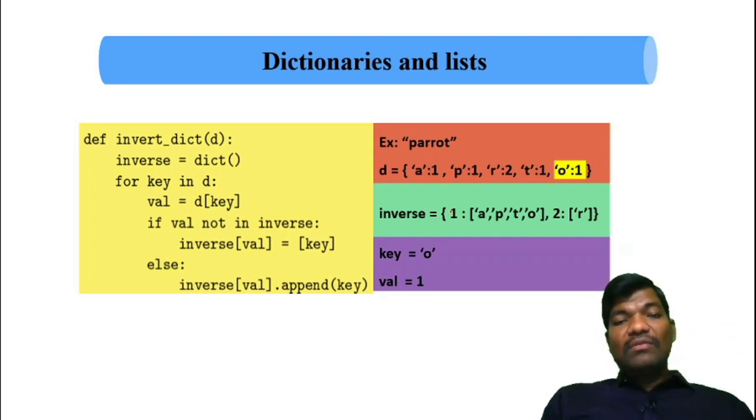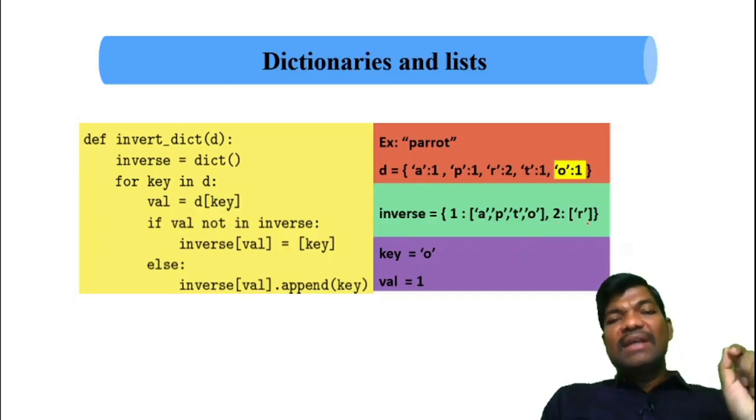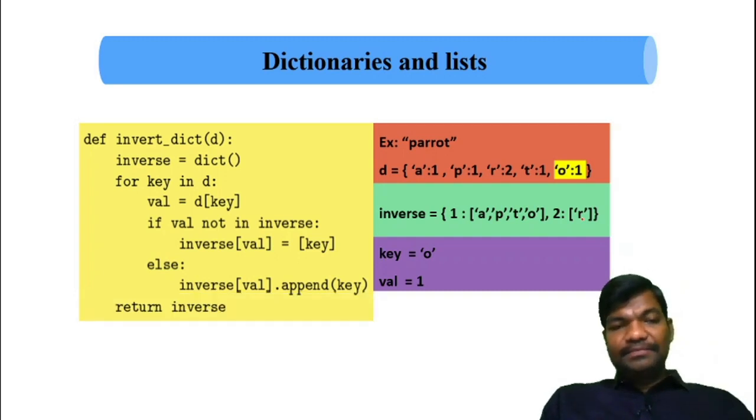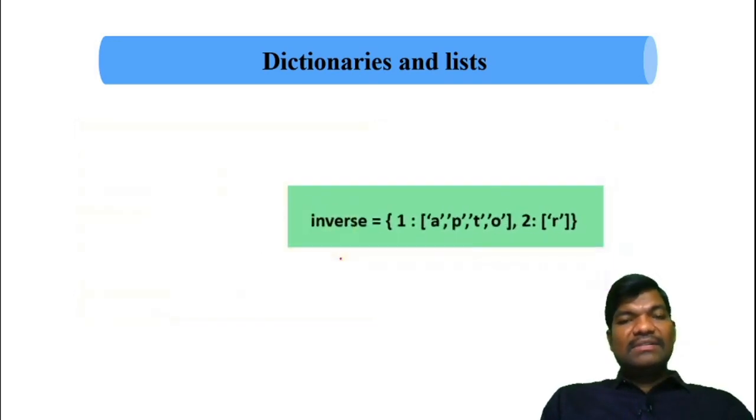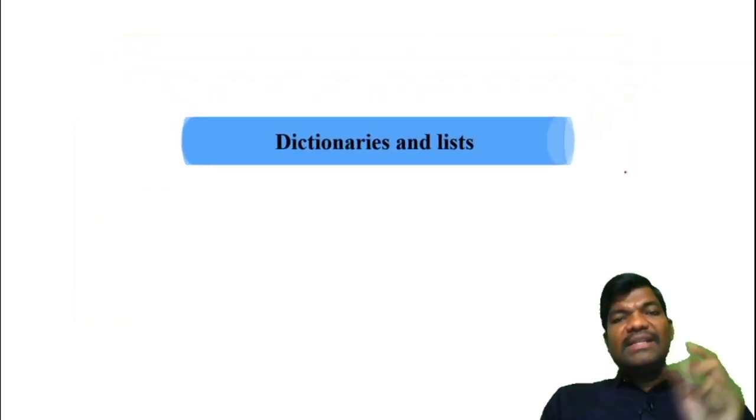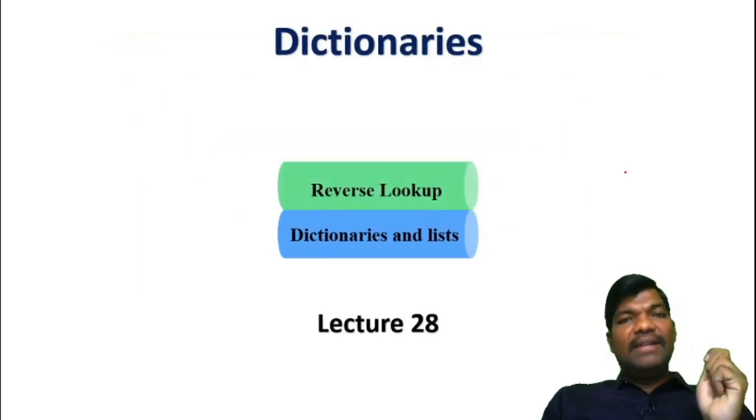So this is the value. The items repeating one time are A, P, T, O. The element repeating 2 times is R. Like that. So return inverse. This is the output. So that's the concept, dictionaries and lists. That's today's lecture. We will meet in the next lecture. Thank you.